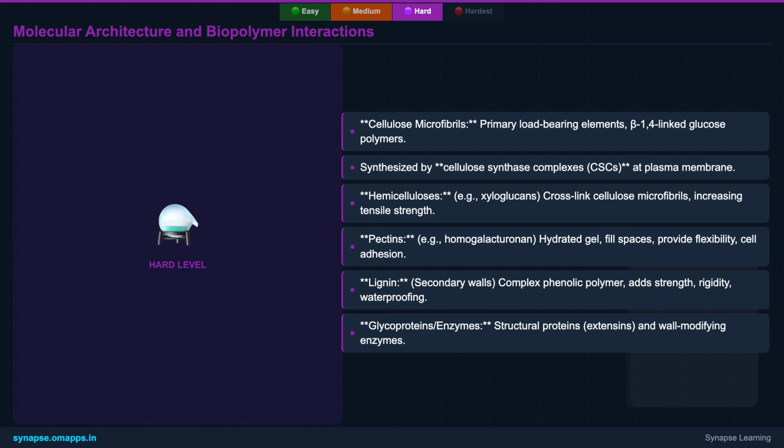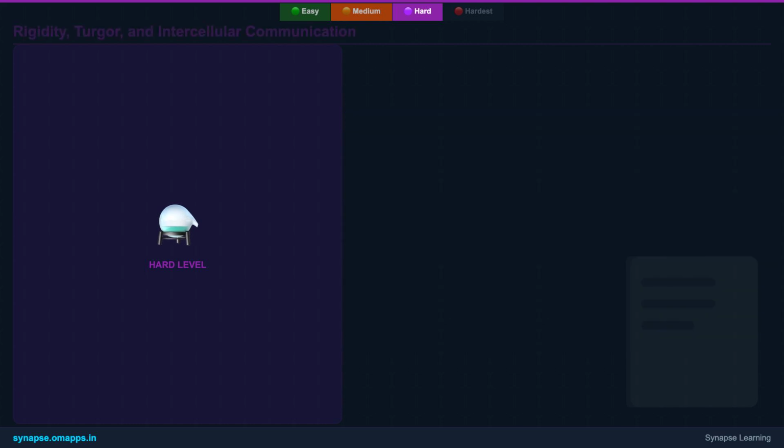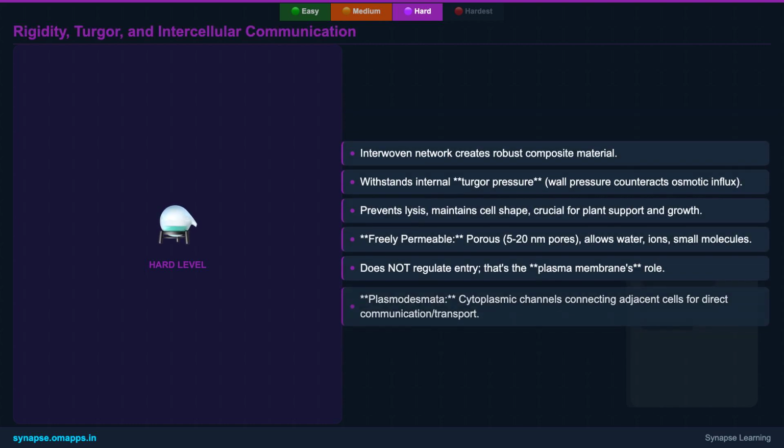And in woody tissues, lignin, a complex phenolic polymer, is integrated, providing unparalleled rigidity and waterproofing, which is essential for efficient water transport and overall plant stature. The cell wall's rigidity is fundamental to maintaining turgor pressure. This interwoven network provides the necessary counterpressure to the osmotic influx of water, preventing cell lysis and maintaining the plant's structural integrity. This balance is crucial for keeping plants turgid, which in turn supports upright growth and various physiological processes.